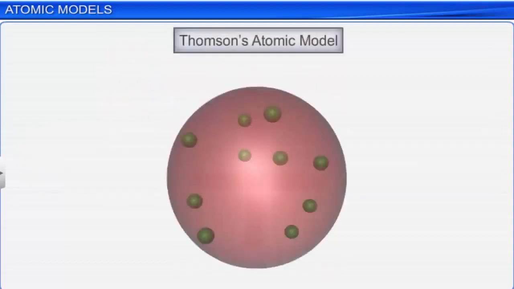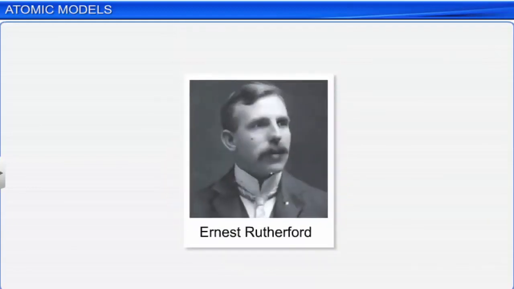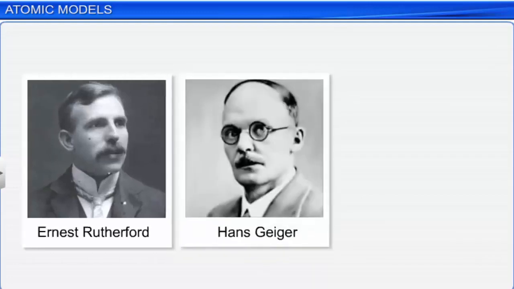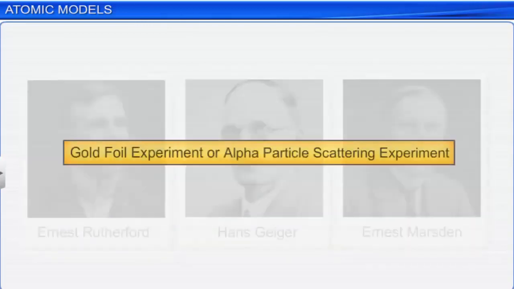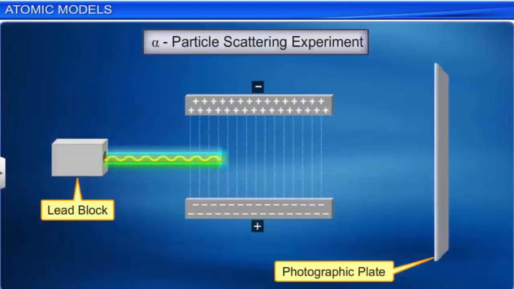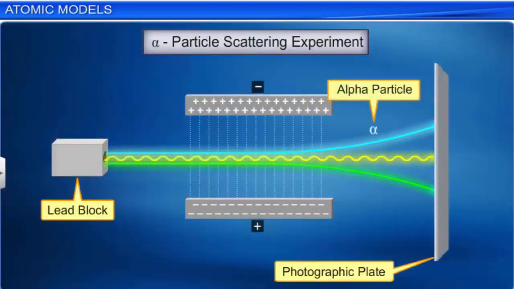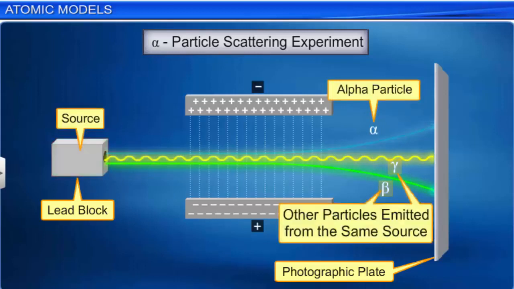In order to validate Thomson's atomic model, in 1911, Rutherford and his students, Hans Geiger and Ernest Marsden, conducted an experiment called the gold foil experiment or alpha particle scattering experiment. Before we proceed to alpha particle scattering experiment, let us acquaint ourselves with the term alpha particle, its source, other particles emitted from the same source, and their few characteristics.